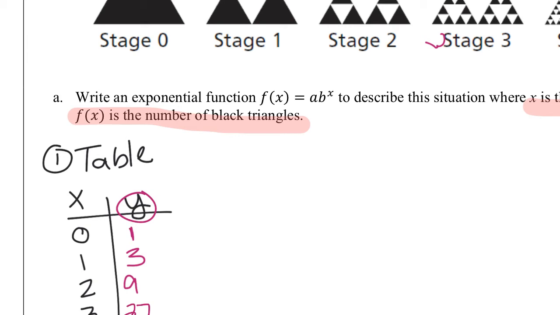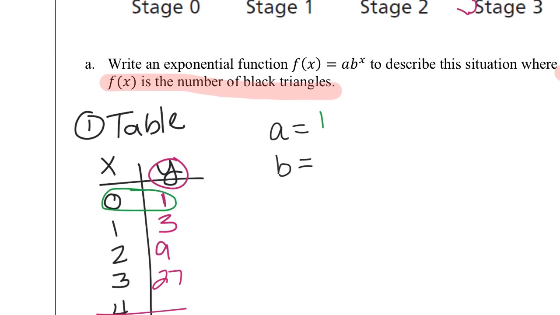Just like before, we need 2 pieces. We need our initial and we need our rate. The initial is where x is equal to 0, which we do have. So a is 1. Our rate is how we are changing. To get from 1 to 3, you multiply by 3. 3 to 9 is multiplying by 3. 9 to 27 is also multiplying by 3. So our b is equal to 3. So to write this equation then, that's step 2.